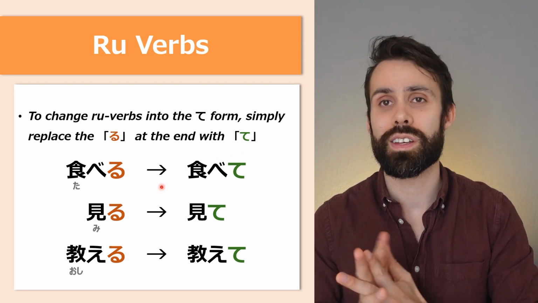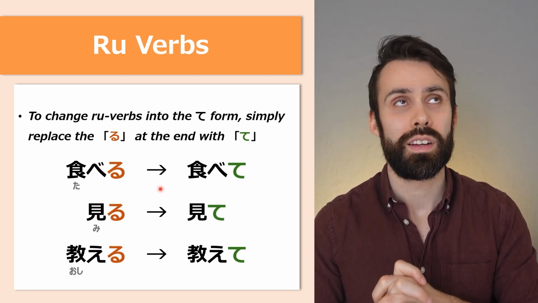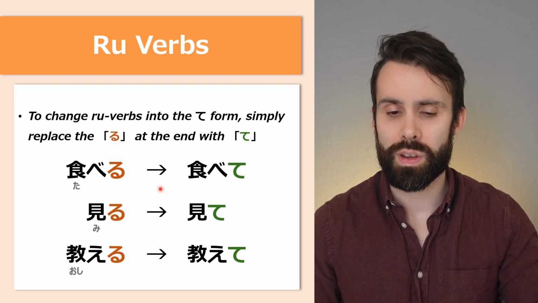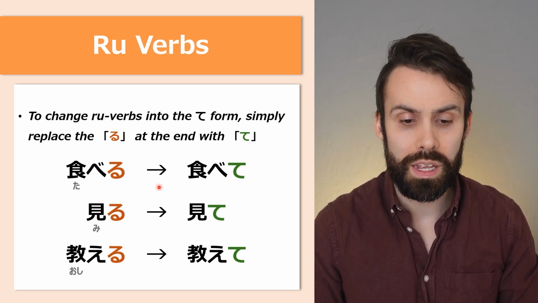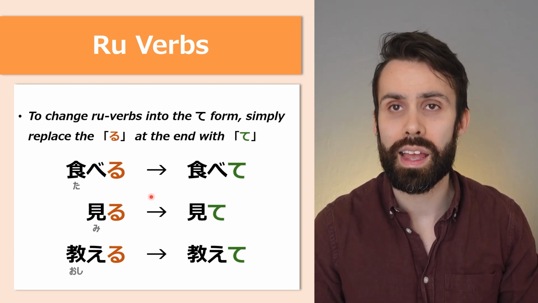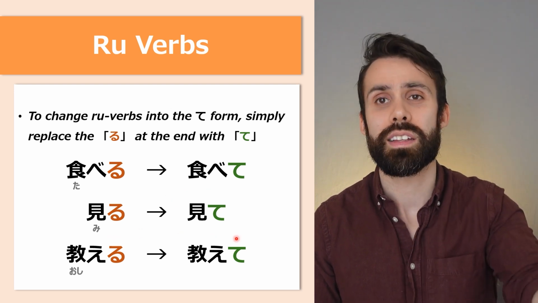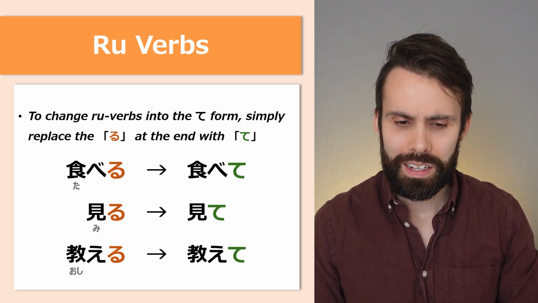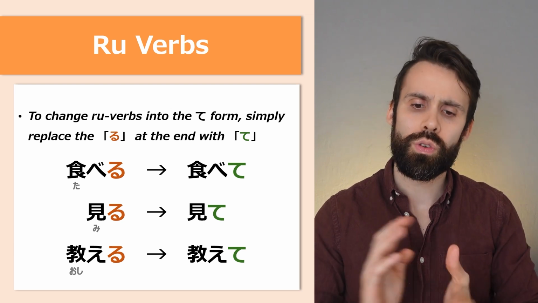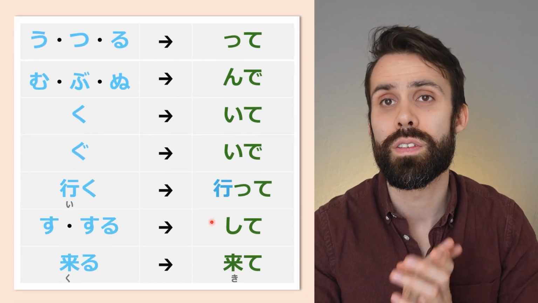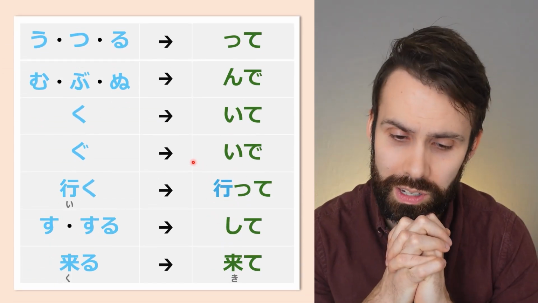And just by doing this, it becomes a sort of request, or you're telling someone to do something. So, eat. Miru, to see, becomes mite, see. Oshieru, to teach, becomes oshiete, teach me. But when it comes to the other verbs, it's a little bit more complicated.